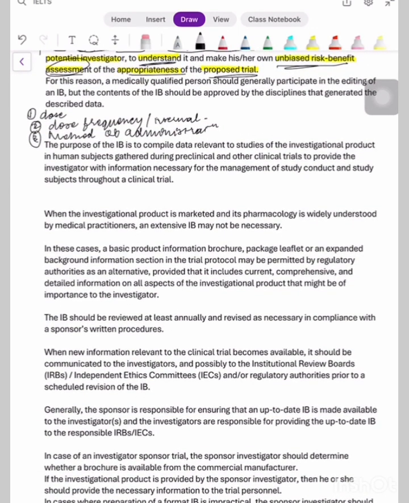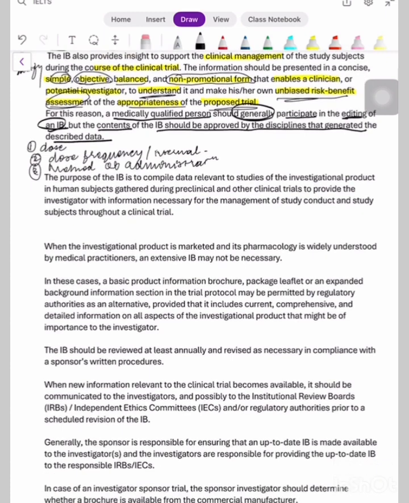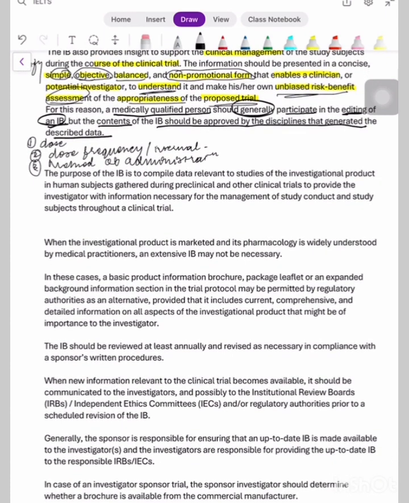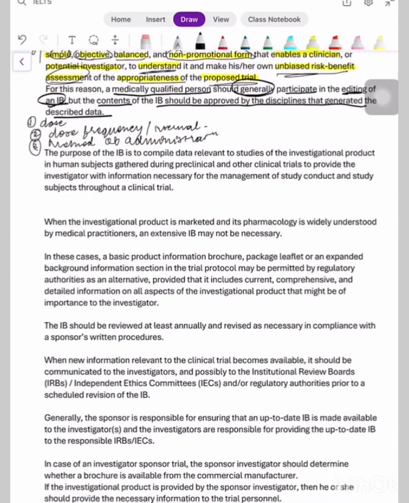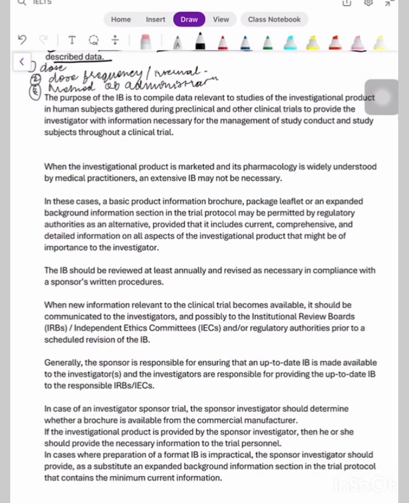So for this reason, a medically qualified person should generally participate in the editing of an IB, but the contents of the IB should be approved by the disciplines that generated the described data. This is quite self-explanatory: we need it to be in a simple, balanced, and non-promotional form. Therefore, we need to have it edited by a medically qualified person. However, they say that it should be approved by the disciplines that generated the described data.